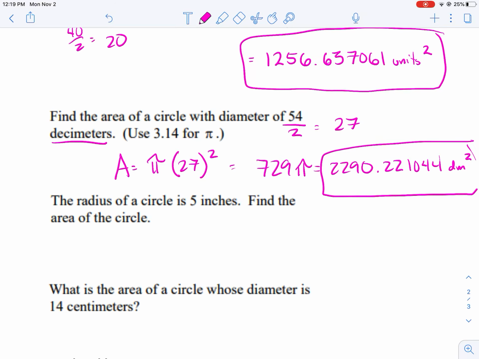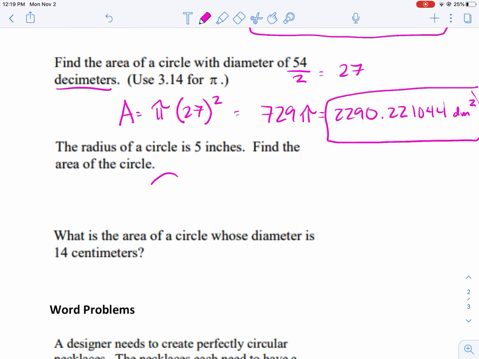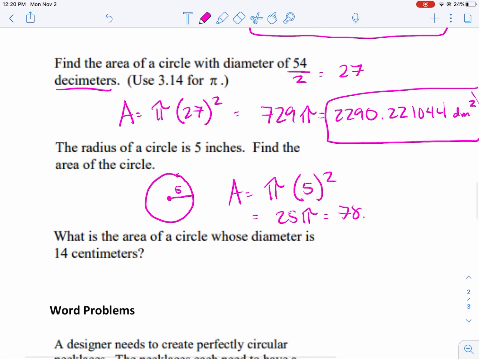Okay, keep going. Radius of a circle. Okay, so our radius now, back to just halfway across, right? So radius is 5, find the area. Area is equal to pi times 5 squared, which is 25 pi, which is equal to 78.53981634 inches squared.